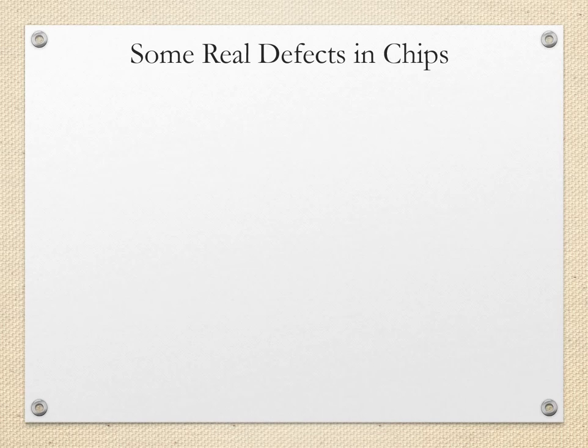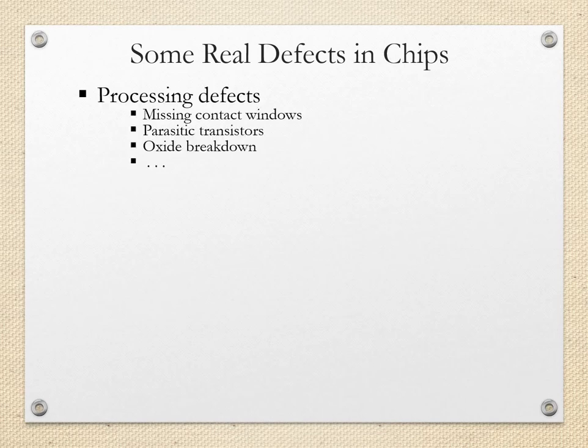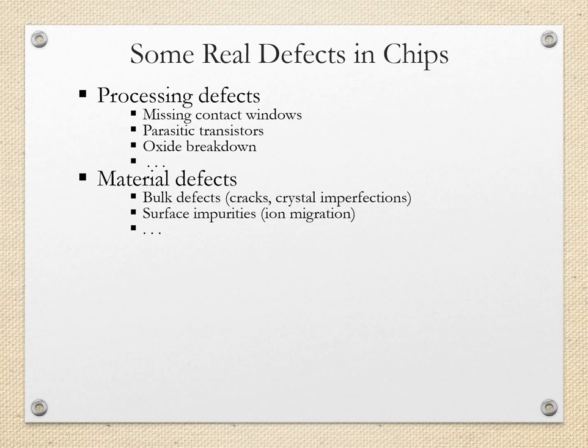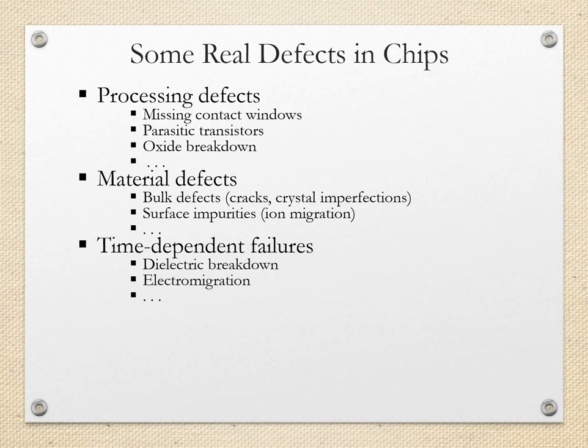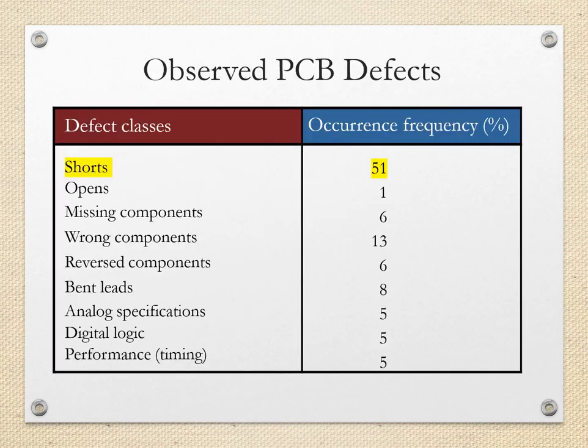So what are the different types of defects in a chip? It may be a processing defect like missing contact windows, parasitic transistors, oxide breakdown, and many more. Then there may be material defects like bulk defects, cracks, crystal imperfection, and surface impurities like ion migration. Then time dependent failures, dielectric breakdown, migration, or it may be a packaging failure like contact degradation, seal leaks, etc.